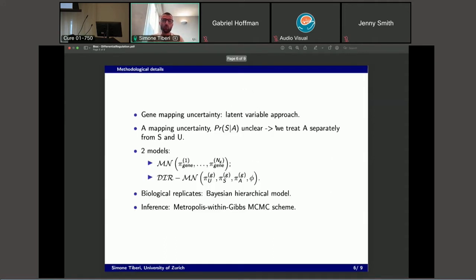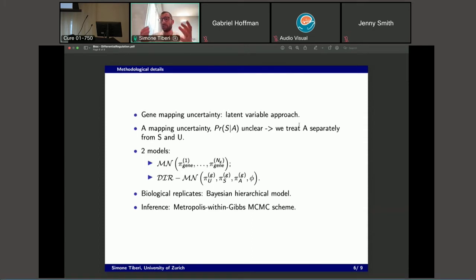And so what we try to do to account for this uncertainty is to do two different things. For the reads compatible with multiple genes, we use a latent variable approach. This basically means that we sample the gene allocation of reads, and this is just treated as an unknown parameter. Now, for the ambiguous reads, my idea was originally to do the same, but in order to use a latent variable approach, to assign these ambiguous reads to the spliced or unspliced versions, you need to have an estimate of the probability that the ambiguous reads are spliced or unspliced. And that is actually non-trivial to obtain.